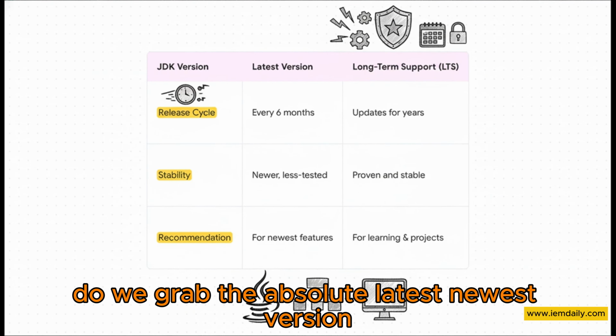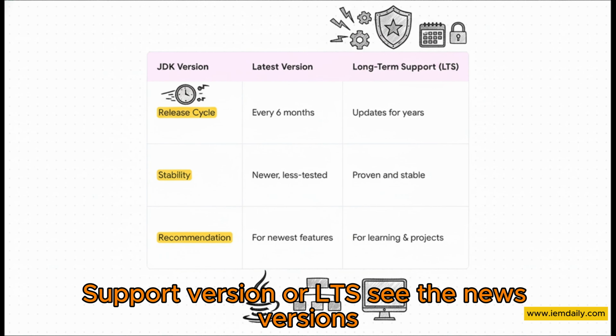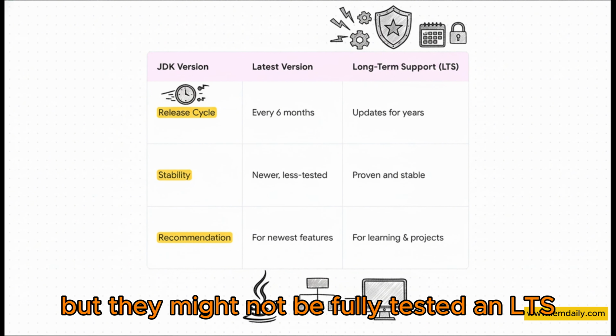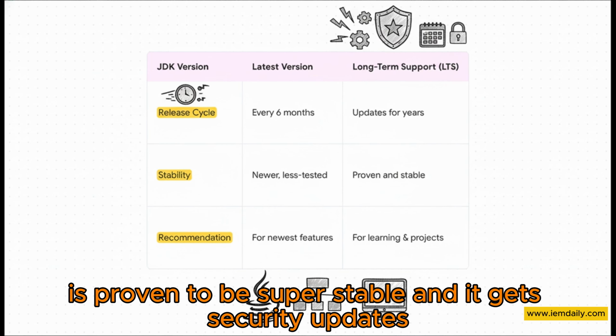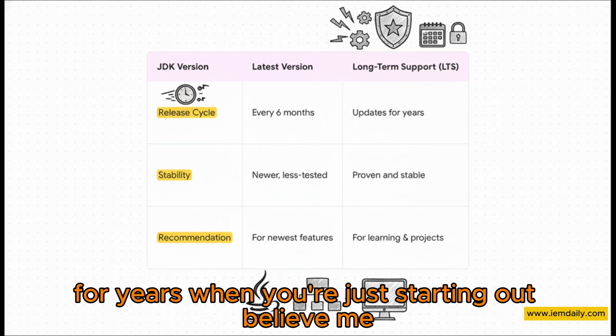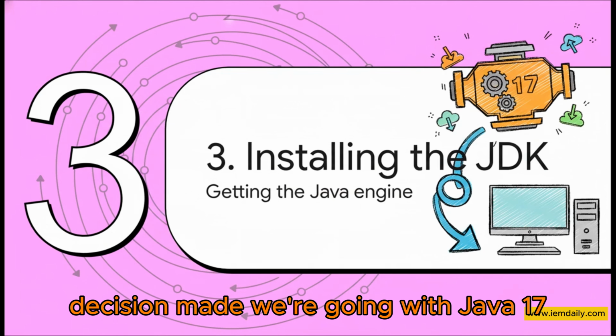Do we grab the absolute latest, newest version, or do we go with something called a long-term support version, or LTS? See, the newest versions have all the cool, cutting-edge features, but they might not be fully tested. An LTS version, like Java 17, is proven to be super stable and it gets security updates for years. When you're just starting out, believe me, stability is king. That's why we're going with Java 17. Decision made. We're going with Java 17.